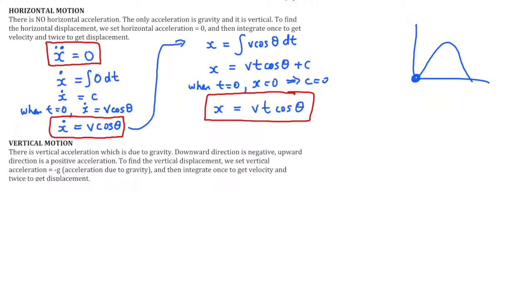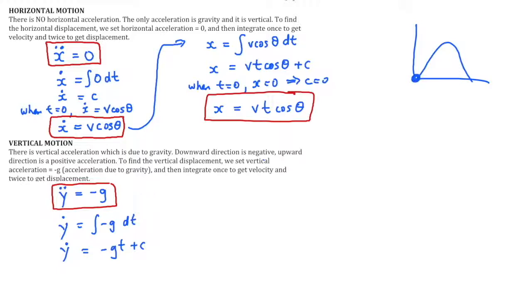So let's start off by saying our acceleration vertically is equal to negative g. There's our starting equation. To go from acceleration to velocity, we need to integrate. So I'm integrating minus g with respect to t, which will give me minus gt plus c.